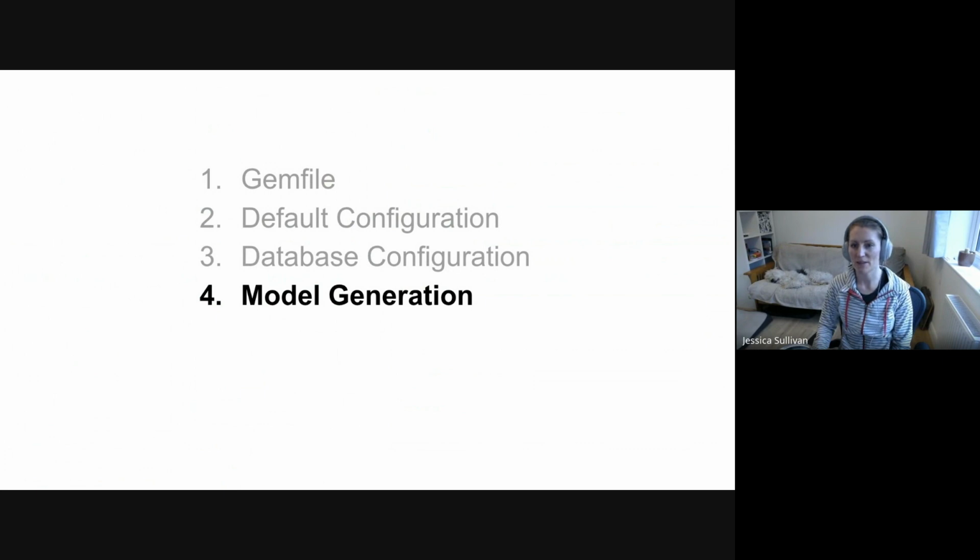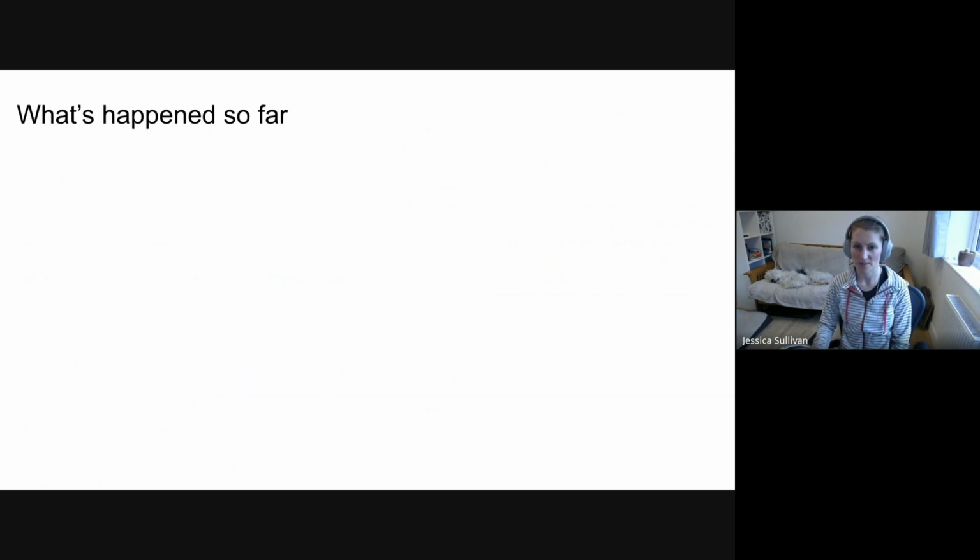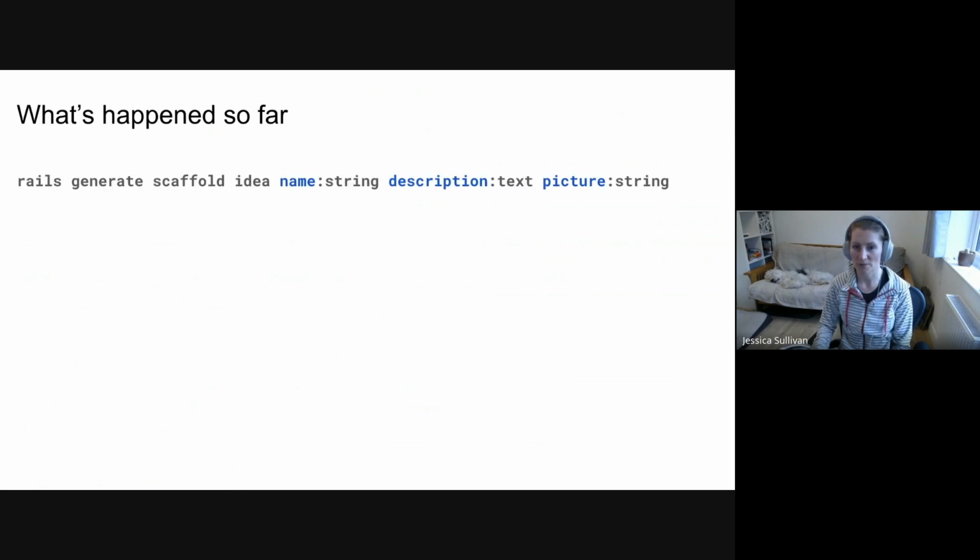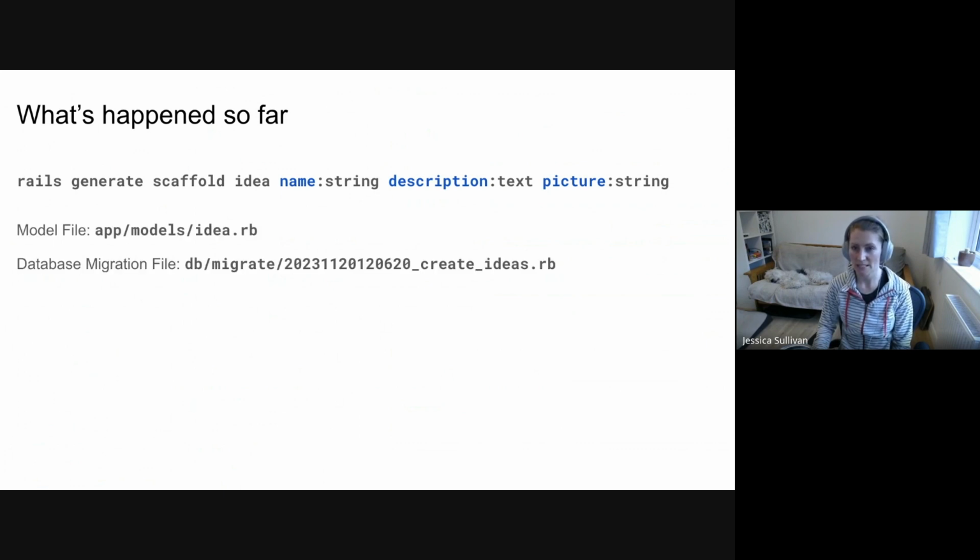Last but not least, model generation with a trip to application.rb. Let's review what Zoe did at the Rails Ghost event to create her model. She ran rails generate scaffold with the table name, then the attribute names and their types. This Rails command created a lot of files for her, including the model, database migration file, and some test files.